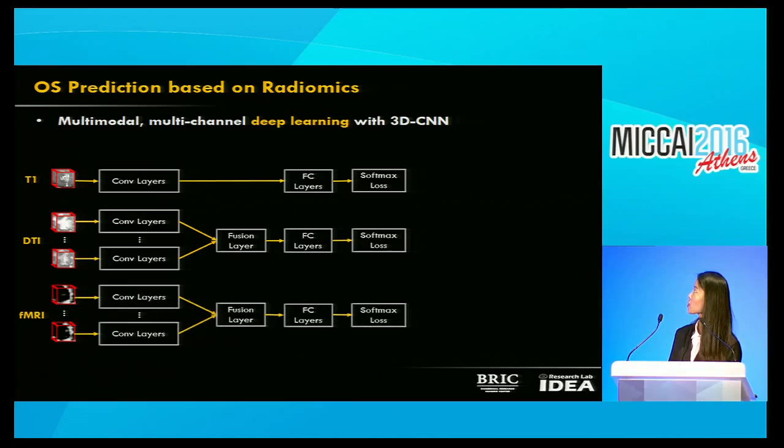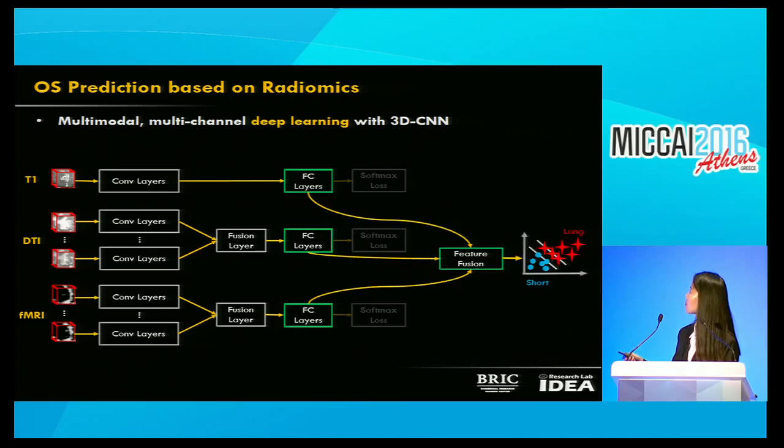Unlike the traditional methods, which use the output of the 3D CNN to make the final decision, in our study we extract features from the fully connected layers, which enable the imaging features from the multimodal images to better predict the survival time. We then fuse the features together and use an SVM classifier to predict the survival time.